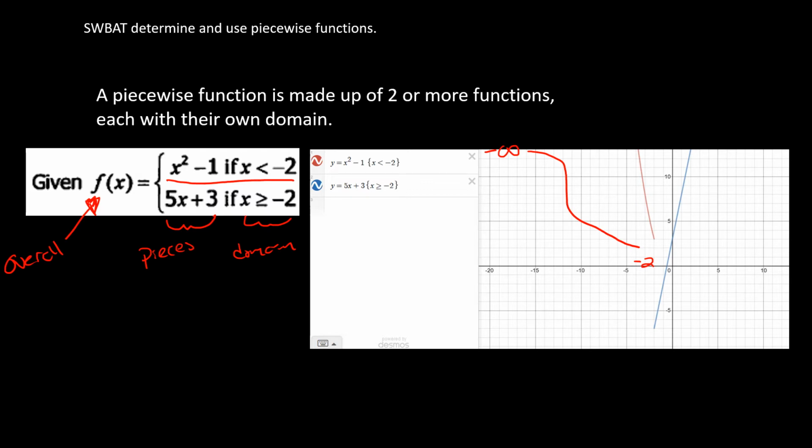All right, now for this blue part here, 5x plus 3 if x is greater than or equal to -2, this line is linear, and we're talking about all x values that start at -2 and continue on to infinity. So there's two different parts, and they're separated by the domain.